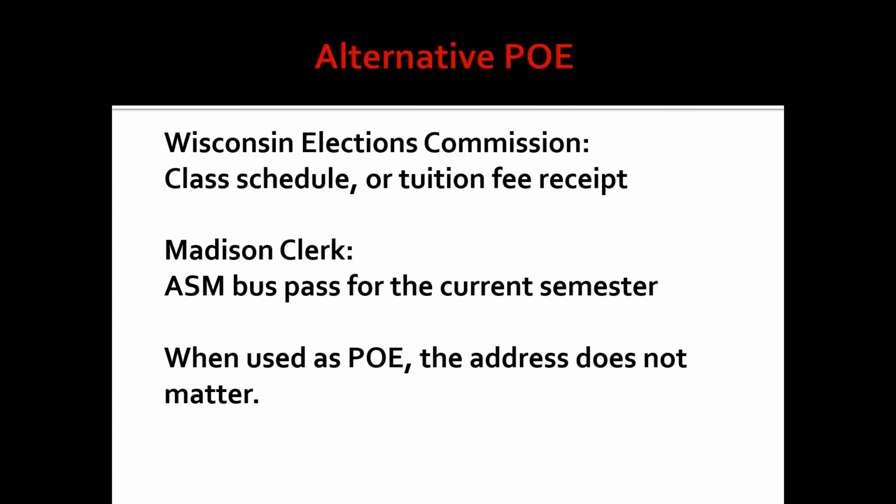When used as proof of enrollment, the address shown does not matter. There are alternative proofs of enrollment. The Wisconsin Elections Commission has approved a class schedule or a tuition fee receipt. The Madison clerk has approved the bus pass for the current semester that is distributed by the Associated Students of Madison. Again, for proof of enrollment, the address does not matter.